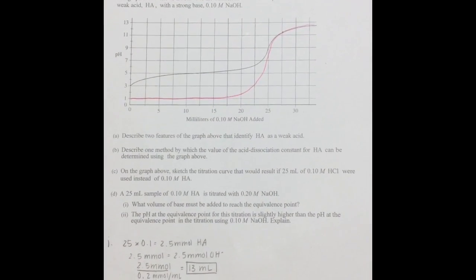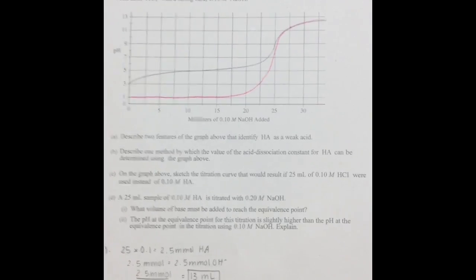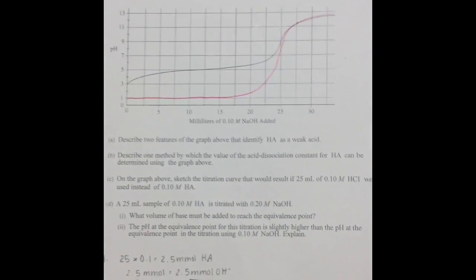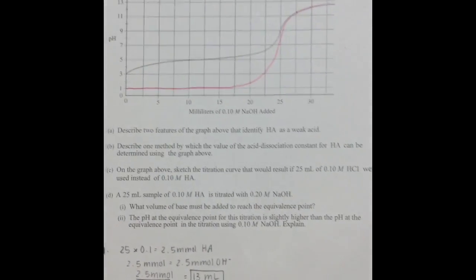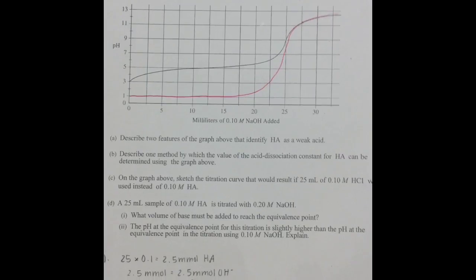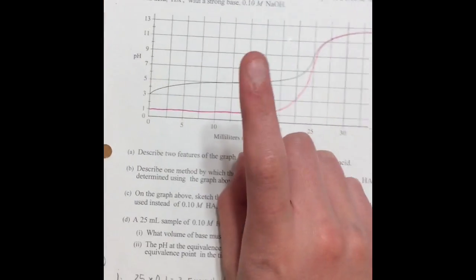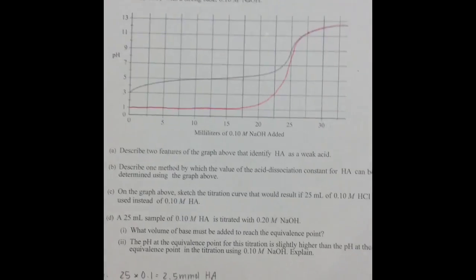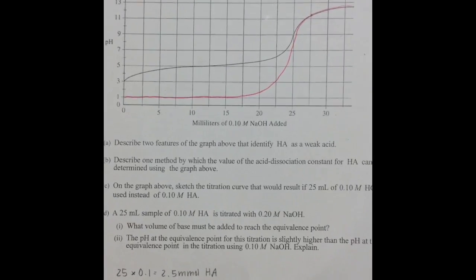One method by which the value of the acid dissociation constant for HA can be determined using the graph above is that at the half equivalence point for a weak acid and strong base, the pH will equal the pKa. Since we know the pH based on where the half equivalence point is, we can find Ka by 10 to the negative pH.